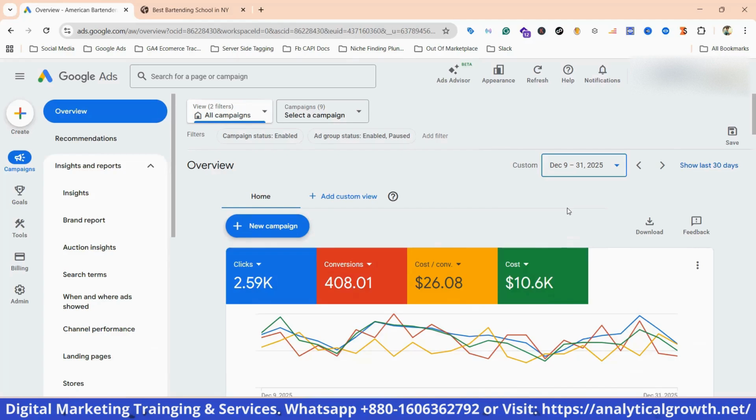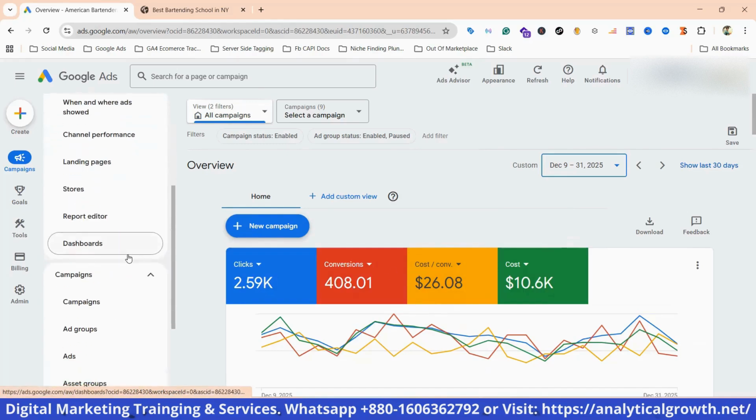The next strategy I applied was checking the search term reports every 2 to 3 days. I was using keyword sculpting in each ad group. Let me show you. Hopefully, you already know about keyword sculpting.